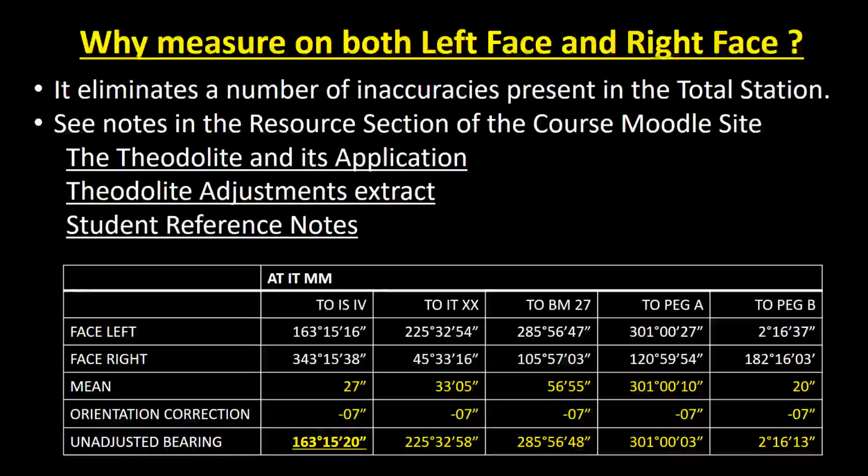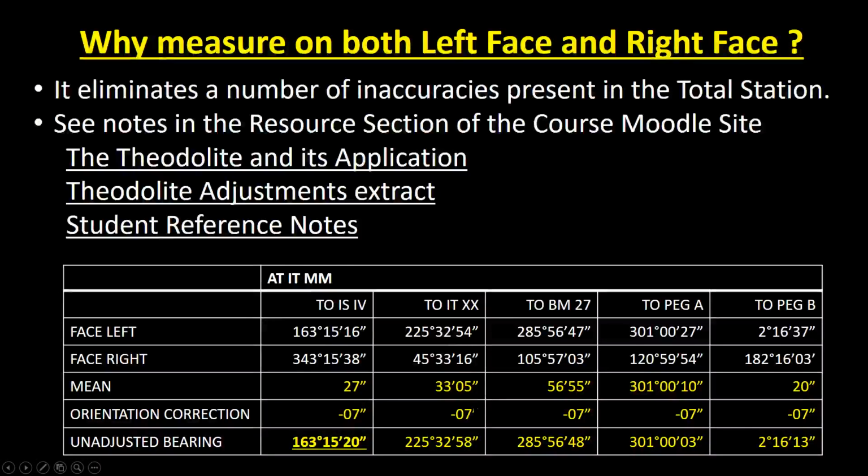Now that 7 seconds has got to come off all the other subsequent bearings as well, because the angles between the points will be maintained. All we're doing is just twisting it around slightly to orientate it. So the 7 seconds is the orientation correction, and that comes off the mean of all the other bearings.